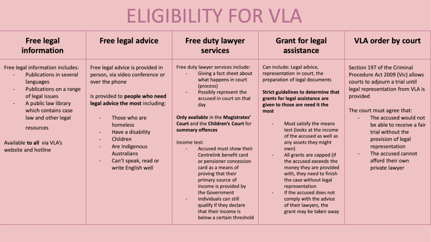VLA order by court. Section 197 of the Criminal Procedure Act allows courts to adjourn a trial until legal representation from VLA is provided. The court must agree that the accused would not be able to receive a fair trial without the provision of legal representation, and the accused cannot afford their own private lawyer.